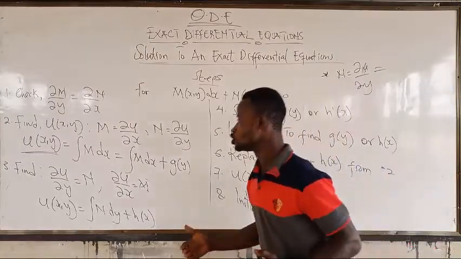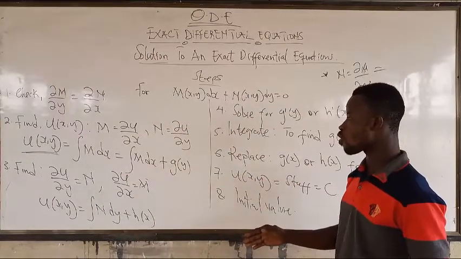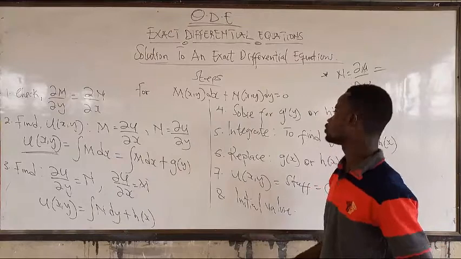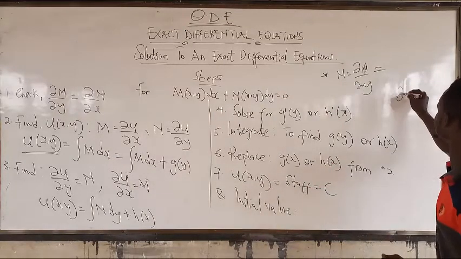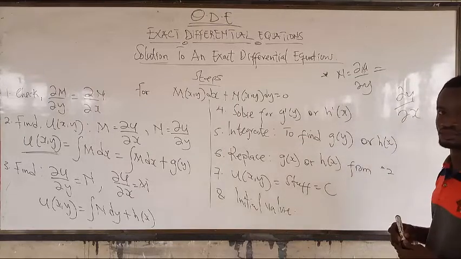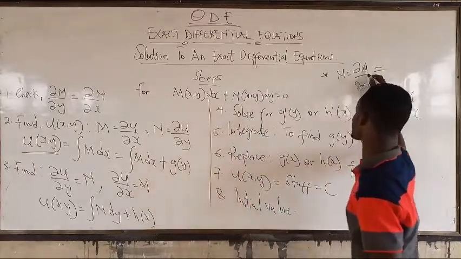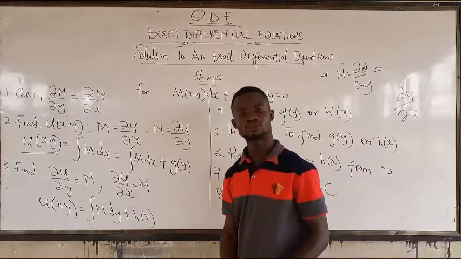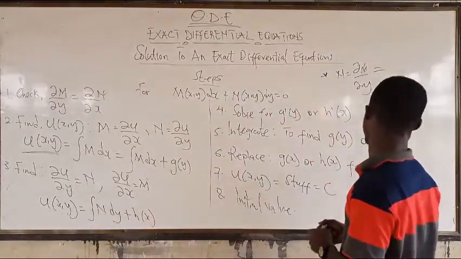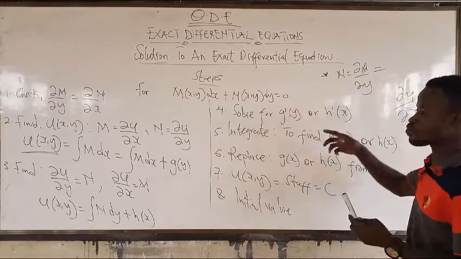And when you integrate with respect to y, you now go and take the partial derivative of your integral result with respect to x. So if you pick this, you take the partial derivative with respect to y. But when you pick this, you take the partial derivative with respect to x. It's very clear. Alright. So that is why the G prime and the H prime will come in.